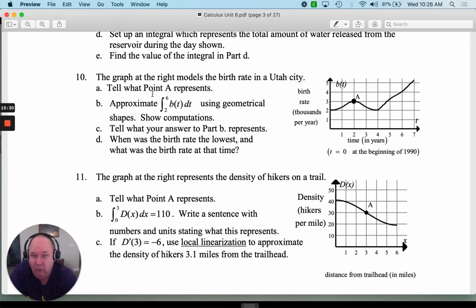So it says, tell what point A represents. Where's point A? Okay, so let's look at the first axis. 2 is time in years, and 0 is 1990. So A would be 1992. So in 1992, that's a good way to start the sentence. And really you should say at the beginning of 1992, because 1993, like all of this is 1992.